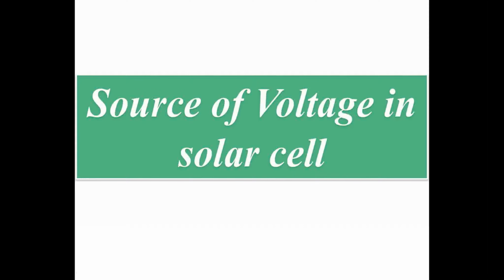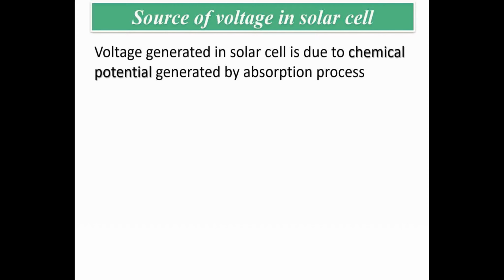What is the fundamental source of VOC, the open-circuit voltage, in a solar cell, irrespective of the solar cell's device configuration, what junction it has, or what material it is? So what is the fundamental thing which is causing voltage to be generated in a solar cell device? Basically, voltage is generated in solar cells due to chemical potential generated by the absorption process. This is the fundamental thing.